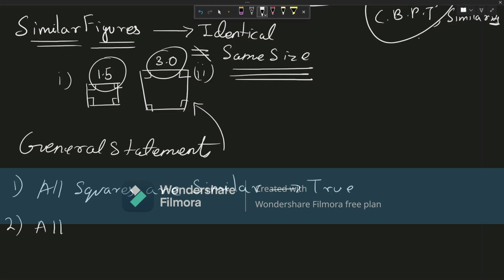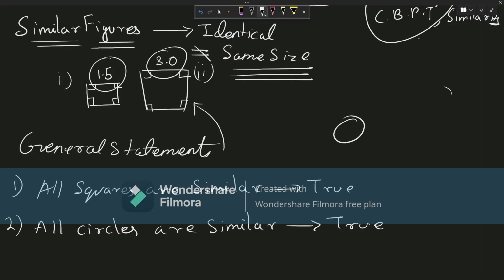All circles are similar. Is this true or false? This statement is obviously true. Because suppose you have a small circle and there's a big circle. Now they're similar, right? But the only difference is of the radius, or you can say diameter. That radius and diameter are different.